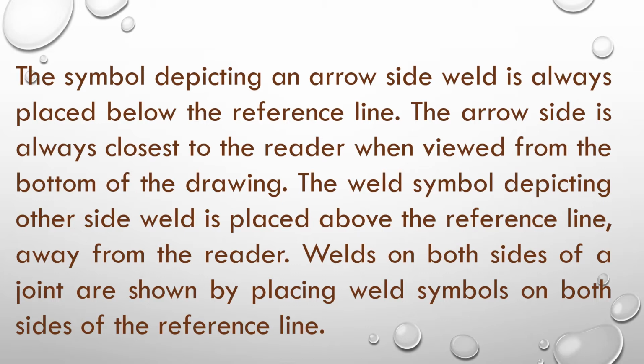The symbol depicting an arrow side weld is always placed below the reference line. The arrow side is always closest to the reader when viewed from the bottom of the drawing. The weld symbol depicting other side weld is placed above the reference line, away from the reader. Welds on both sides of a joint are shown by placing weld symbols on both sides of the reference line.